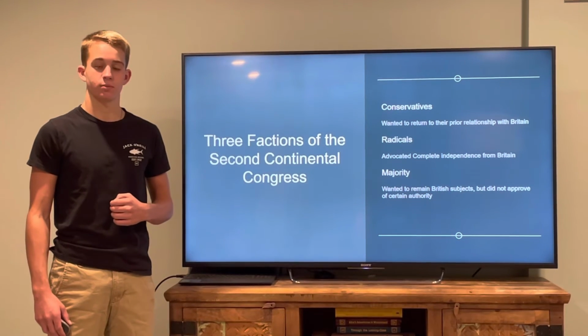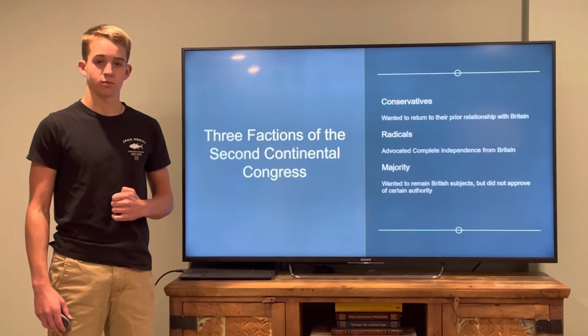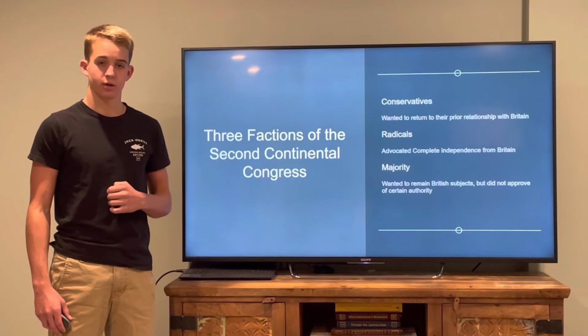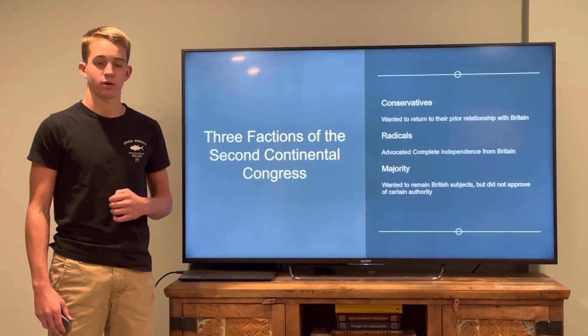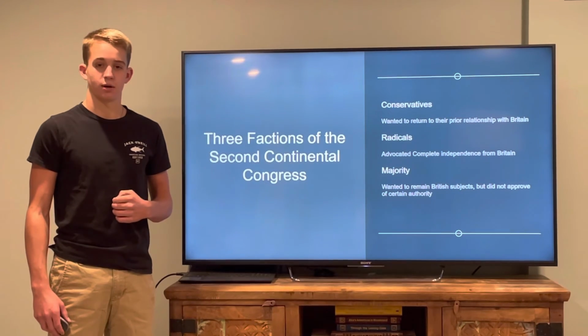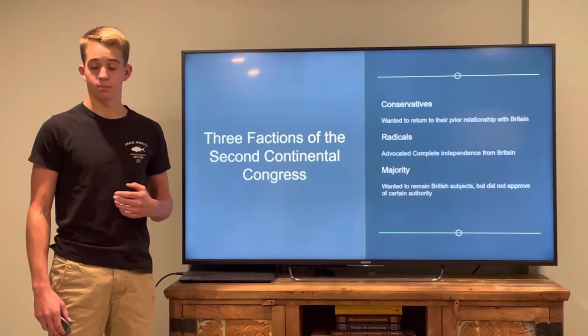They wanted to win the war for independence in devastating fashion and to completely sever any and all ties to England. The majority, however, wanted to remain part of the British colonies and thus part of the English Empire around the world. However, they did not approve of the English government, namely Parliament.